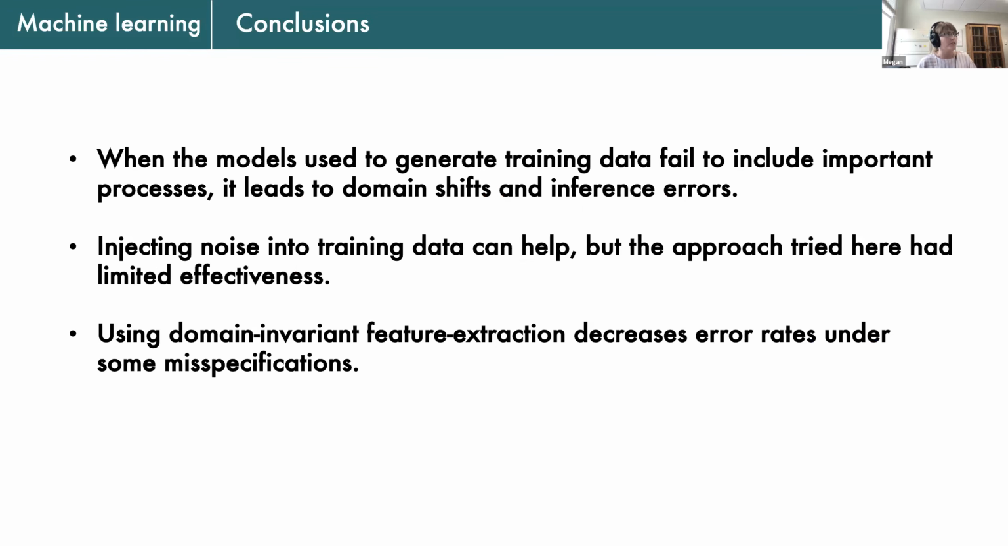And so we showed here that when the models used to generate training data fail to include important processes, it leads to domain shifts and inference errors. But injecting noise helps, but has limited effectiveness. And finally, using domain invariant feature extraction decreases our error rates under some specifications, but not all.